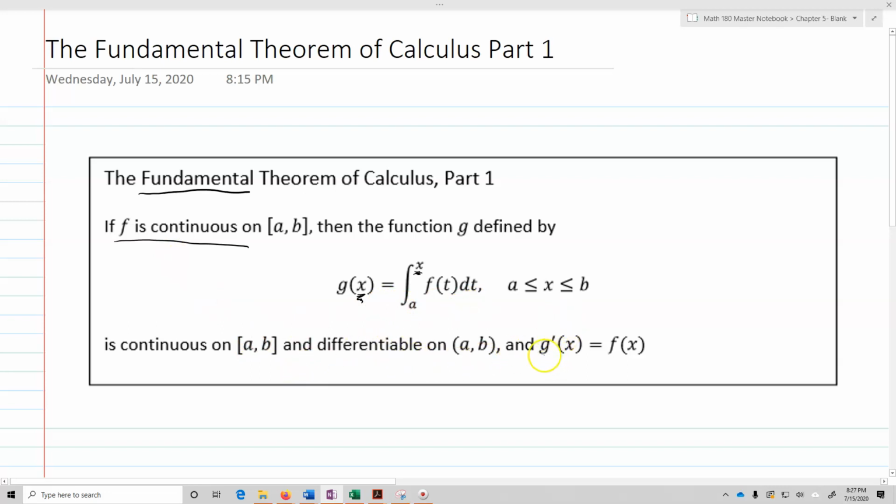And this is the really important part: g prime of x, so the derivative of g, is f of x. So if you think about that, that's a huge statement. That's a giant statement that says, you know what? What we know now is basically that the derivative of the integral is the function. Okay, that's exactly what it's saying.